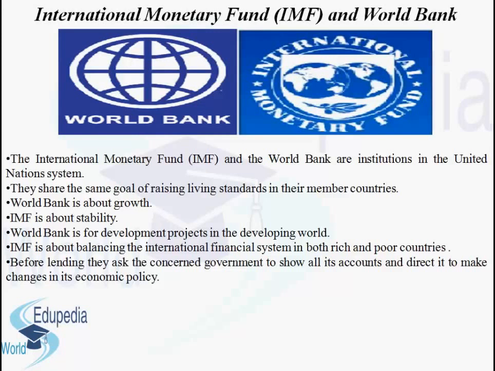Before lending, the World Bank asks the concerned government to show all its accounts and directs it to make the changes required in its economic policy, and then it lends money. And the IMF is about the balancing of developed and developing countries, or we can say the financial balancing between rich and poor countries. They both have the same motto of raising living standards in developing countries.